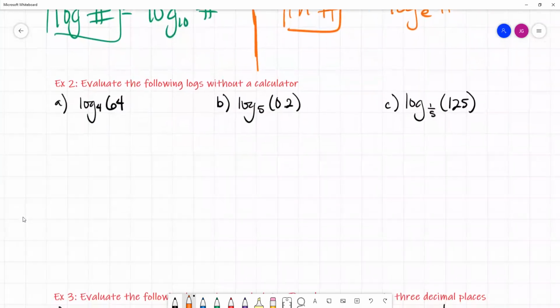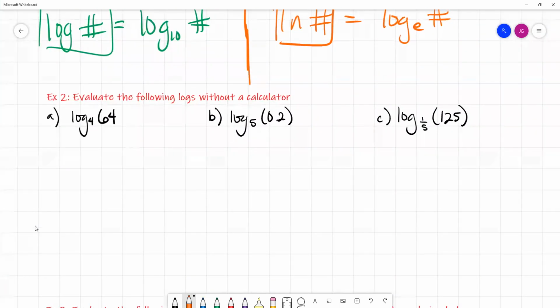All right, now that we got that out of the way, let's evaluate some more logs without a calculator. Here, instead of just rewriting, because we don't see the answer, we're going to need to actually find the answer. Let's give that a shot. Let's start with this first one: log base 4 of 64. I want you to practice saying this out loud so you know how to enunciate these things. Log base 4 of 64 is what?